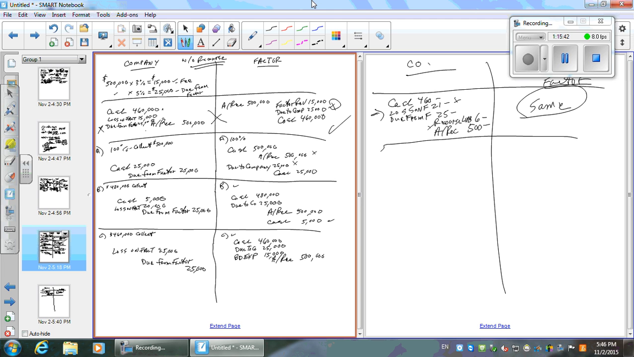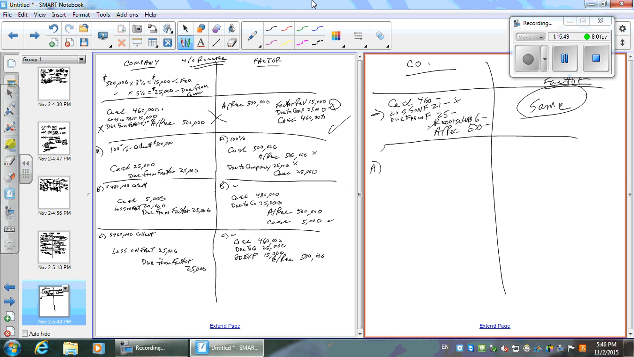So if they collect all of it, what would you do? In A, what would you do if they collected all of it? Let's collect all of it real quick. What would they debit cash for? 500,000. True, guys? Credit accounts receivable 500,000, right? Exactly the same, in other words. Then what are they going to do? It's exactly the same. Due to company. How much? 25. Cash, 25. So nothing changed there. Everybody see that? Nothing changed on A there.